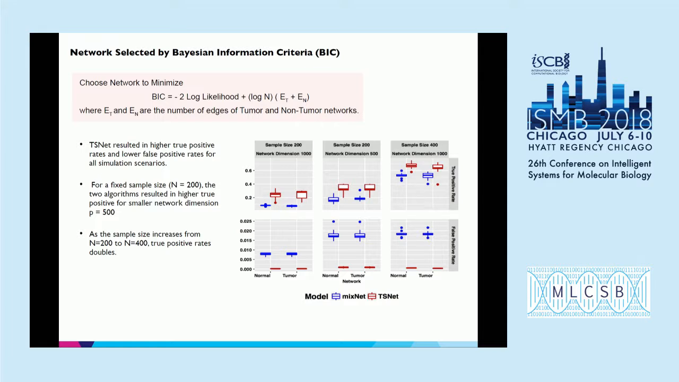The first row is the true positive rate. The second row is the false positive rate. And these are different simulation scenarios, varying the number of nodes and the number of samples. As you can see, TSNet is the red, and MixNet, that is the standard graphical lasso, is the blue. So we basically have higher true positive and lower false positive for all simulation scenarios.